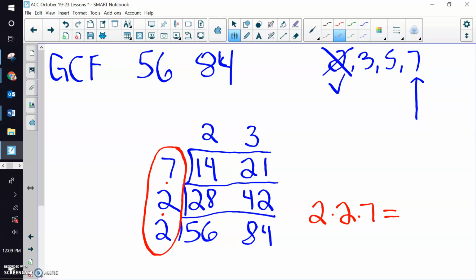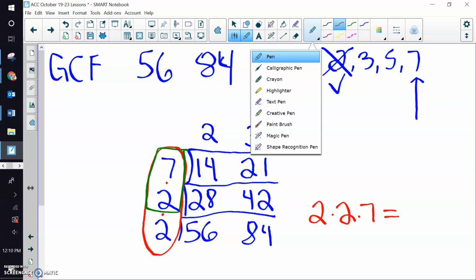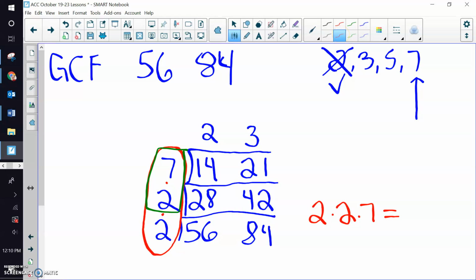4 is a common factor because of 2 times 2. Here's 2 times 2. That's 4. 4 is a common factor of 56 and 84. Also, 14 is a common factor. 7 times 2 right here. You can multiply 7 times 2 to get 14. 14 is a common factor of 56 and 84. And then if we multiplied all 3 of them together, that would give us our greatest common factor. Okay, and that would be 28.